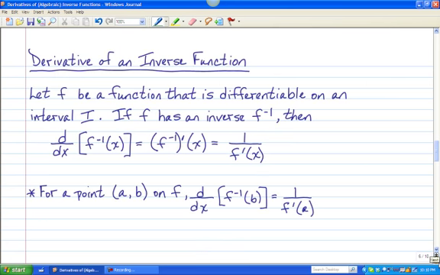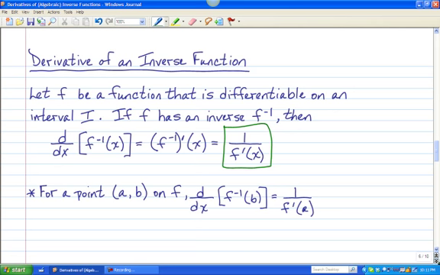So let's talk about how to then find the derivative of an inverse function. Suppose that f is a function that is differentiable on some interval I. If f has an inverse f negative 1, then the derivative of that inverse, and you see there are two different notations that you'll see that are pretty common. You see the d/dx notation of f inverse of x. Another way you'll see this represented, and perhaps more commonly, is f inverse prime, so the derivative of f inverse at x. That is simply equal to 1 over f prime of x. That's the basic rule you need to know.